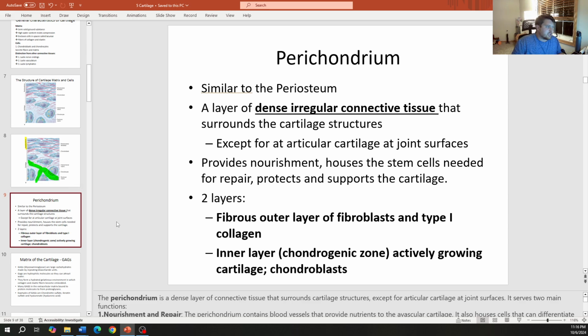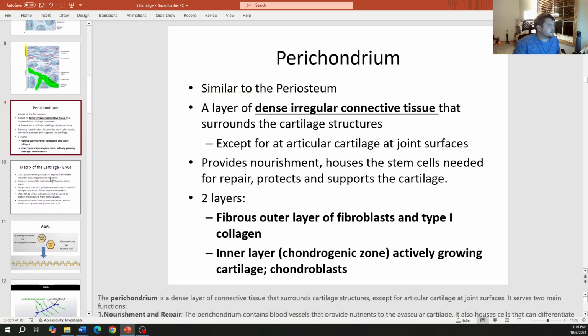Again, just like the periosteum, the perichondrium has a fibrous outer layer made up of fibroblasts and type 1 collagen, and it has an inner layer, a chondrogenic zone, where we're actively growing and producing more chondroblasts.